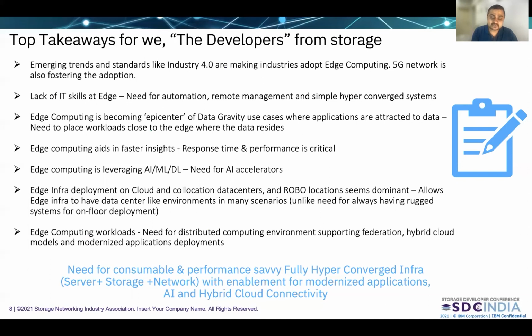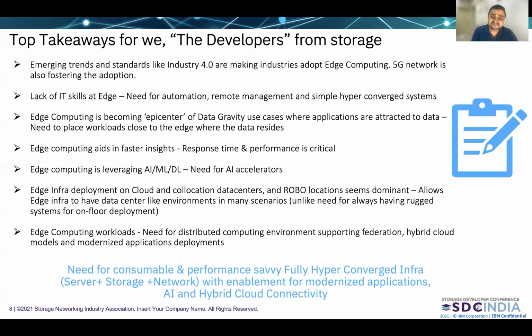Now, why am I saying hyperconverged? Because at the edge, you're going to have low IT skills. You're not going to have a storage administrator there or a network administrator, or for that matter, a compute administrator. So it should be a hyperconverged system, easy to play with, easy to deploy, but still you can run all those workloads and take care of these data gravity use cases. Which comes to the third point, where edge computing is becoming an epicenter for data gravity use cases, where applications are pulled near the data as opposed to the other way around. So we need a system where we can place workloads closer to the edge where the data resides.